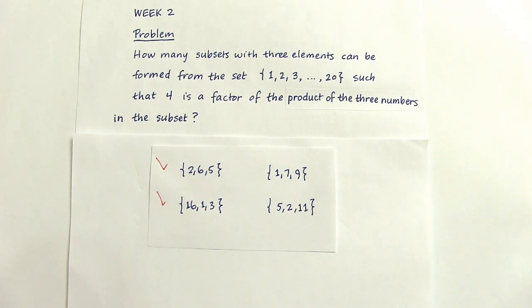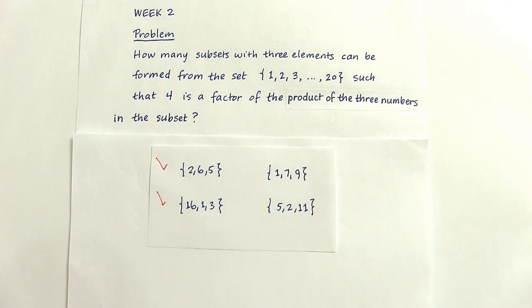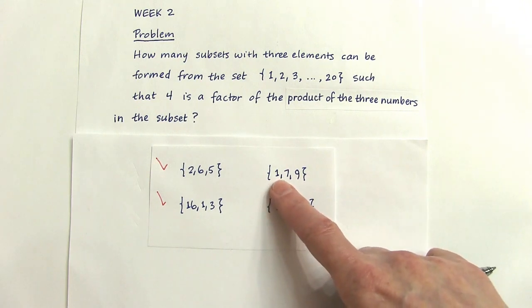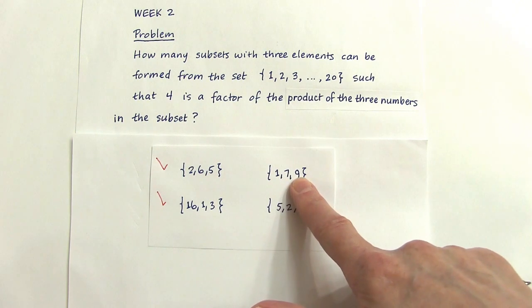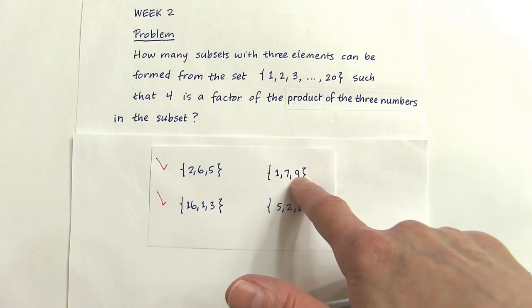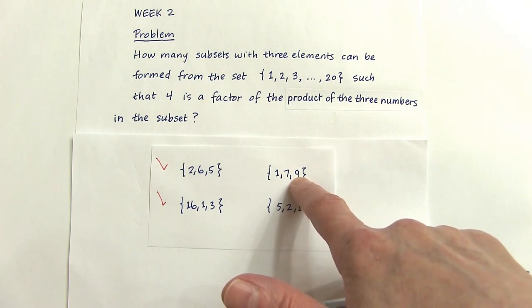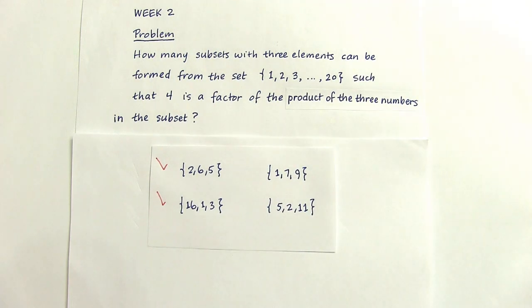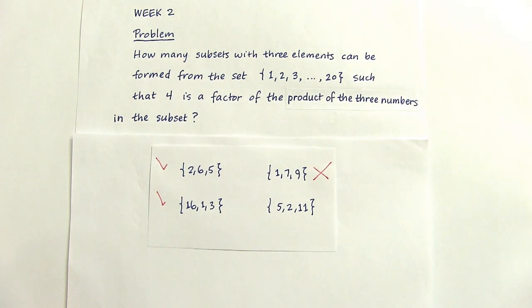How many are there? On the other hand, here's an example of a subset that doesn't work. This doesn't work because all the members of this subset are odd, and so the product is odd. 1 times 7 times 9 is 63. So 63 is not divisible by 2. So it's certainly not divisible by 4. In fact, 63 divided by 4 is 15.75, which is not a whole number, so this subset does not work.